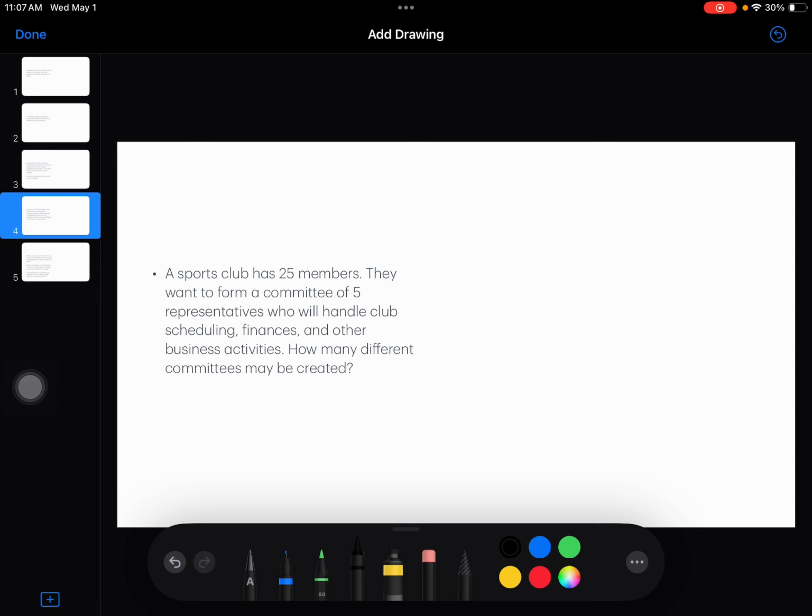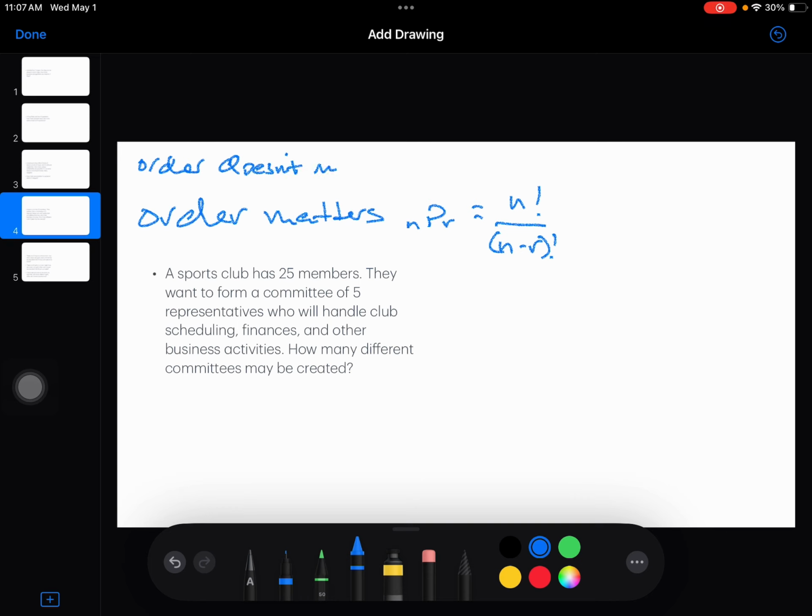Combinations and permutations. If the order matters, then we're going to have nPr, which is n factorial divided by n minus r factorial. If the order doesn't matter, we're going to have nCr, or n choose r, and that's sometimes written n over r vertically like that, which is n factorial divided by r factorial times n minus r factorial.